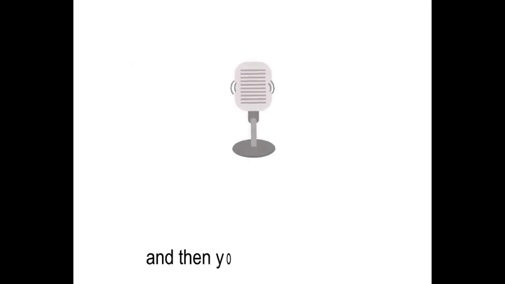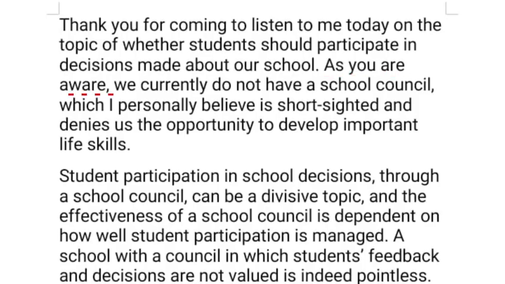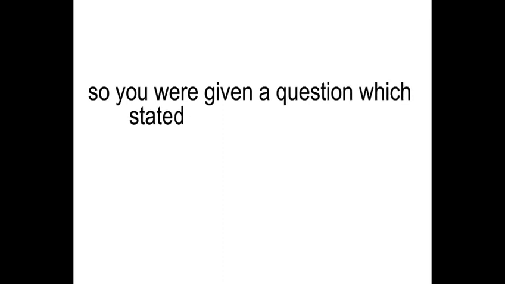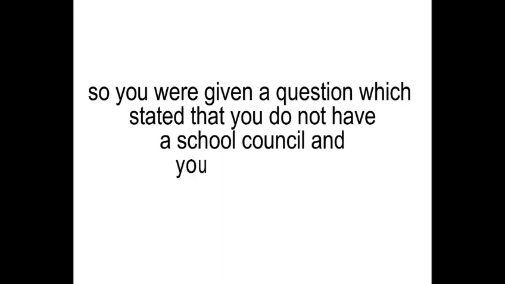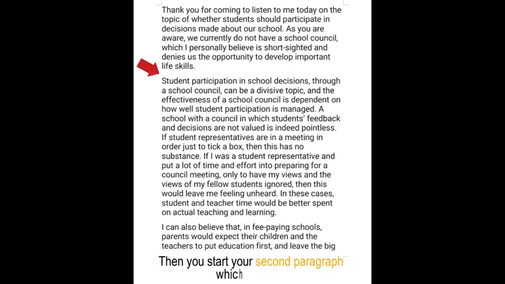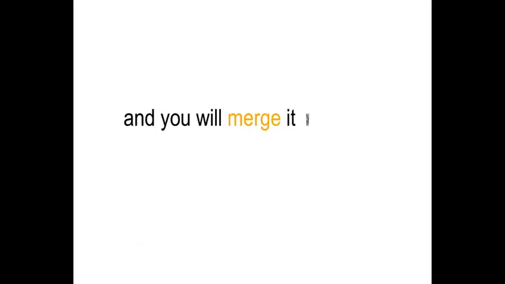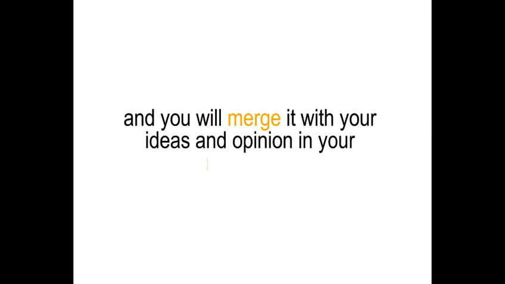And then you add in your voice and point of view. As you are aware, we currently do not have a school council. I personally believe this is short sighted and denies us the opportunity to develop important life skills. So, you were given a question which stated that you do not have a school council and you have to give your views. So, right after the purpose, you have to give your point of view. Then you start your second paragraph, which will carry all the ideas you had taken out from text A and B, and you will merge it with your ideas and opinions in your own words.